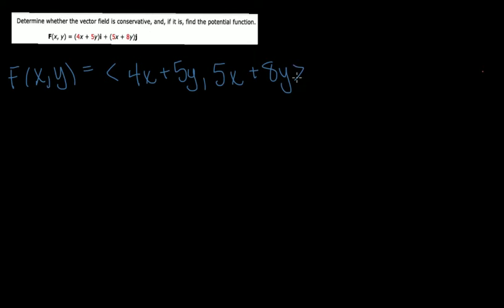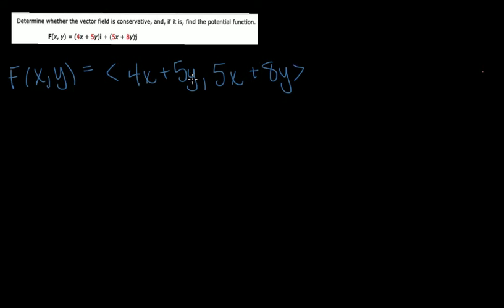Okay, so first of all, we're given the original function, with the x component and the y component. This could be just rewritten. I like to write them in vector form. So this is equal to 4x plus 5y, comma, 5x plus 8y.